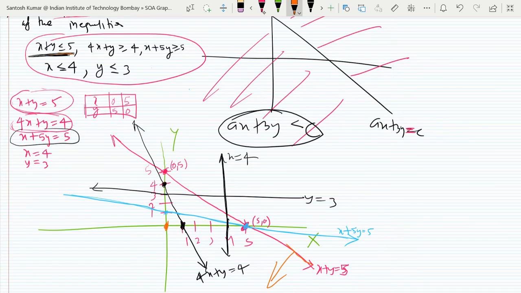If I take the point in the lower side of the line, like the origin lies in the lower side of the line. So origin is 0, 0. You may put 0, 0 in the inequality x plus y less than or equal to 5. So we have to check for the inequality. You put x is 0, y is 0. You will get 0 less than or equal to 5, and that gives what, true or false? 0 less than or equal to 5. Is it a true statement or a false statement?